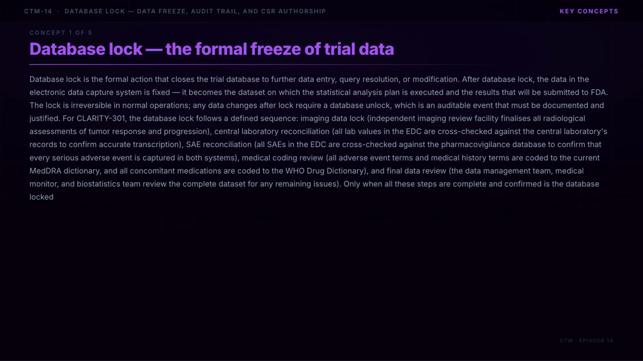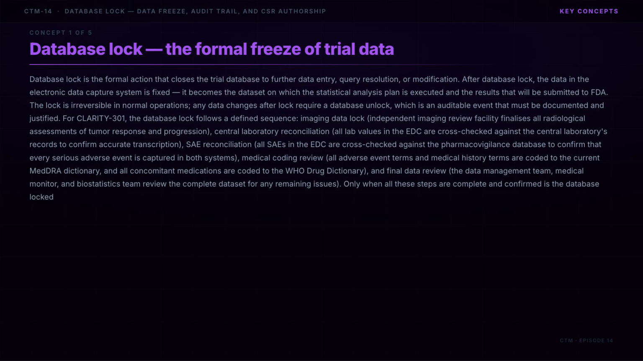For Clarity 301, the database lock follows a defined sequence. Imaging data lock, independent imaging review facility, finalizes all radiological assessments of tumor response and progression. Central laboratory reconciliation. All lab values in the EDC are cross-checked against the central laboratory's records to confirm accurate transcription. SAE reconciliation. All SAEs in the EDC are cross-checked against the pharmacovigilance database to confirm that every serious adverse event is captured in both systems.